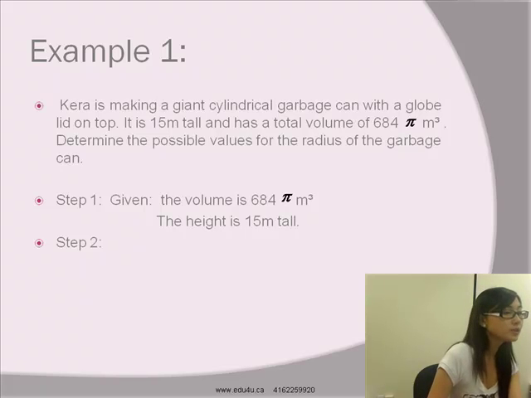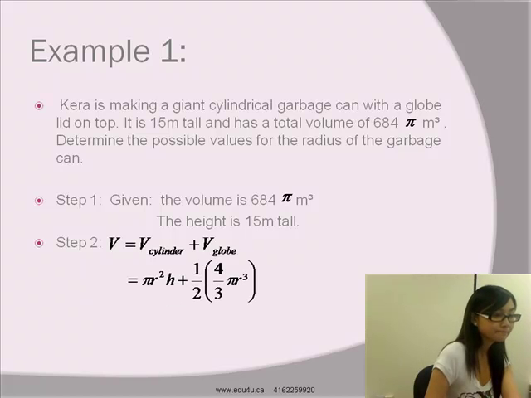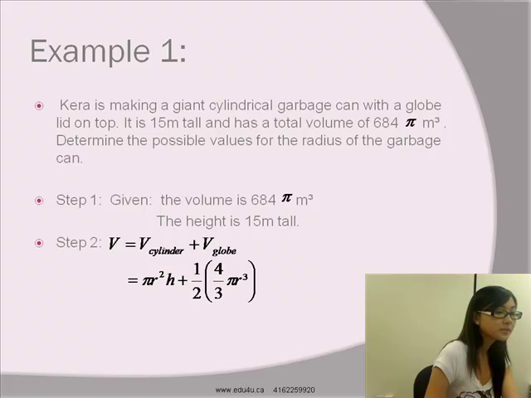Step 2, we have to find our algebraic expression. We know the total volume of the garbage can equals the volume of the cylinder plus the volume of the globe, which is the lid on top. The volume of the cylinder equals pi r squared times the height of the cylinder. The volume of the globe equals 4 over 3 times pi r cubed. However, this is only half of a globe, so it's going to be like a semicircle shape because it's only a lid. So we have to times it by 1 over 2.